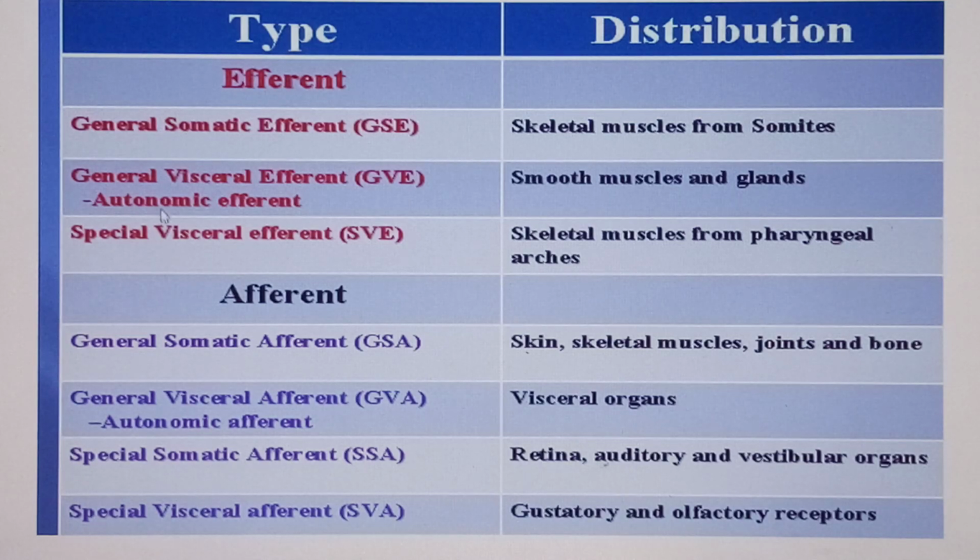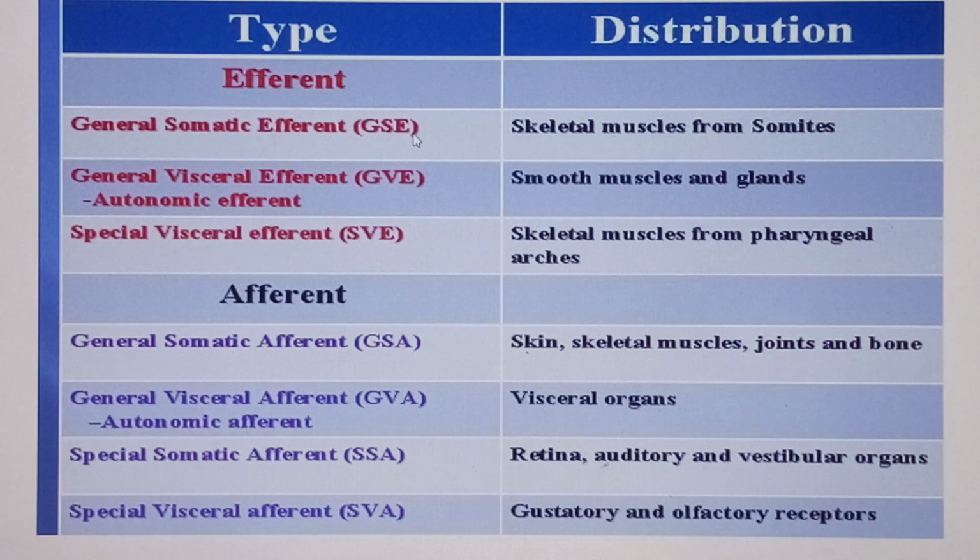Then the third one, as I move from medial to lateral, will be general visceral efferent. The first one was special visceral efferent. Now this one, the third one, is general visceral efferent. And my friend, this GVE that we find over here will be supplying, now remember, skeletal muscles of pharyngeal arches.